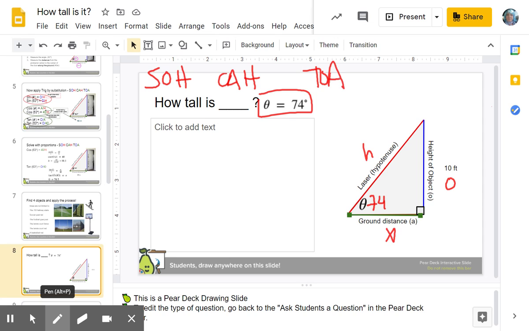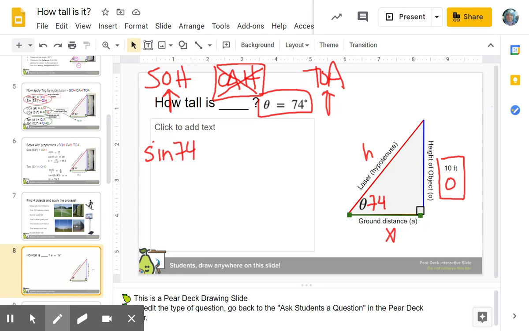And on your pair deck, I really do want you to write all of this. And we know the O, right? So we can replace an O, and we can replace an O. We can't use cosine because we don't have the A and the H. So we can't use that. So now we're going to substitute. The S stands for sine. So sine of my angle, which is 74. And then out of the O and the H, we make a ratio. So 10 over X.